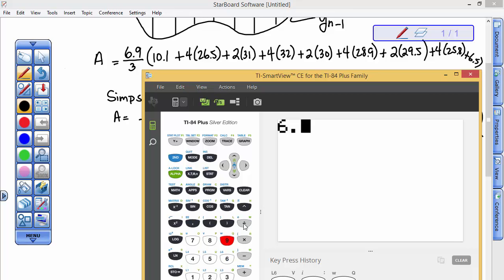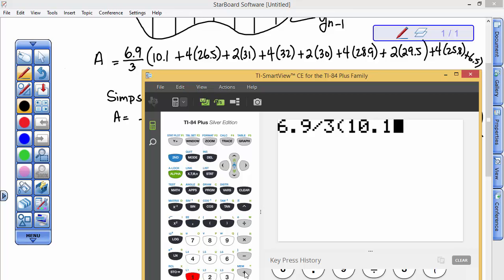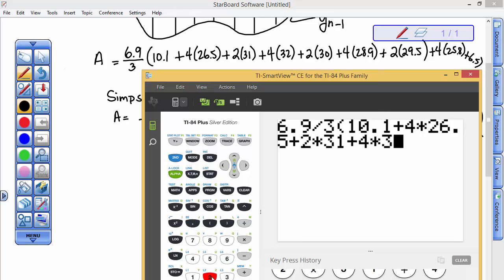Open parentheses. Again, it's pretty easy to just put it in as you see it. There are shortcuts to this. I'll demonstrate this at another time. But 4 times the 26.5 plus 2 times the 31 plus 4 times the 32 plus 2 times the 30 plus 4 times the 28.9. Oops, I can see that I just forgot the times symbol or missed that, so I'm going to go back and grab that.